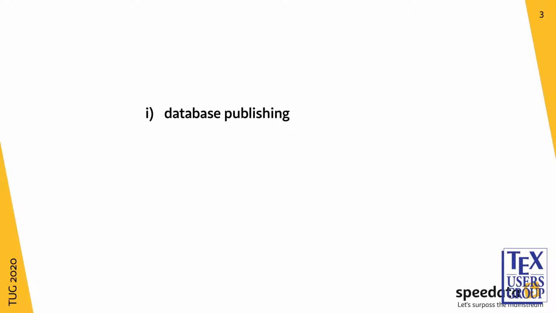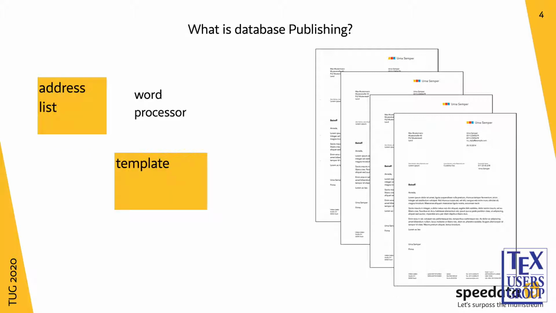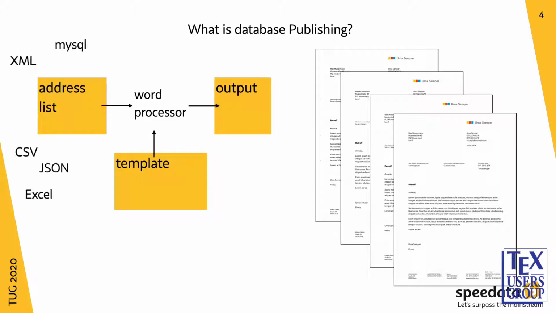The first part is about database publishing. What is database publishing? Let's take a simple example, a form letter. That is where you have a letter that you want to send out to a lot of people. For that you need addresses, some kind of template, and a word processor or other software to get the output, perhaps a PDF file. The addresses may be stored in an Excel spreadsheet.